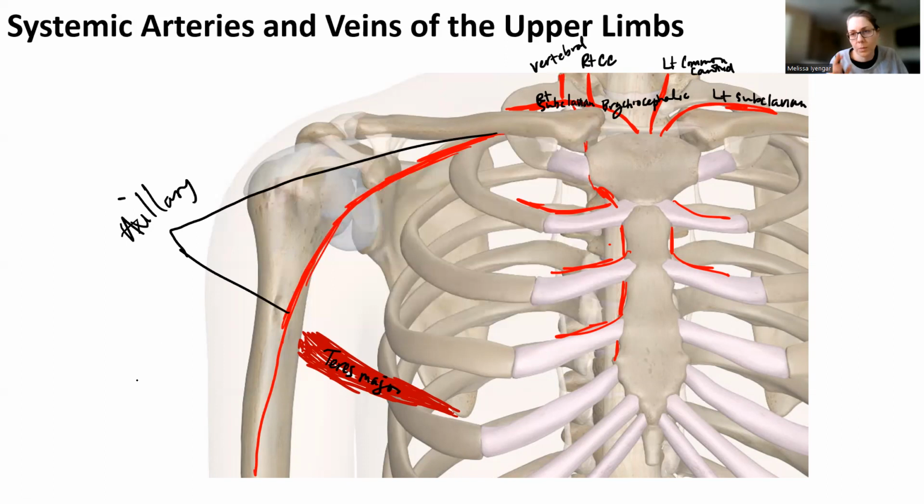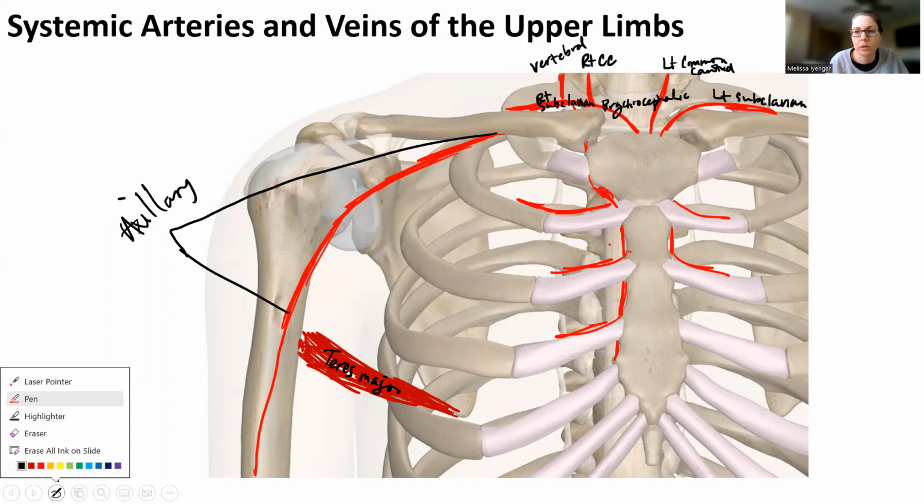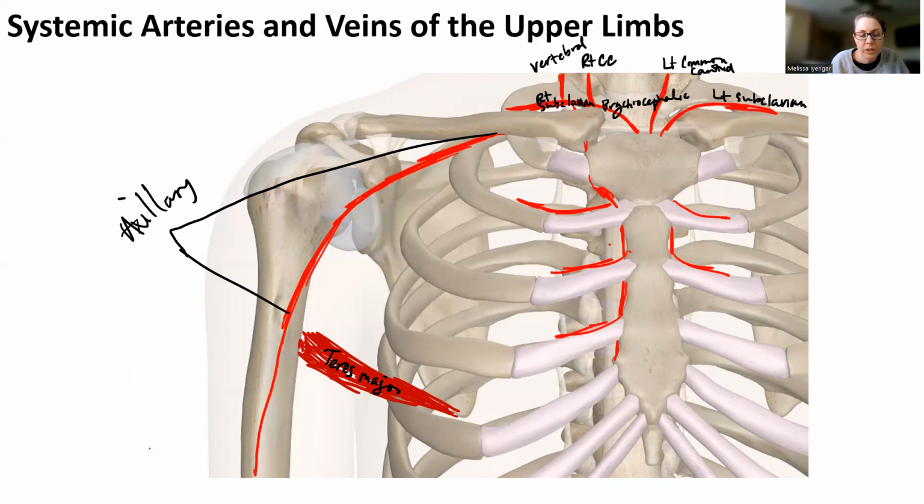I'll throw up another video from last year where we did all the branches off of axillary in case you guys are interested. I know you're not interested, but you can see if you want to. And then after teres major, this becomes brachial. That's why the boundary of teres major is really important.